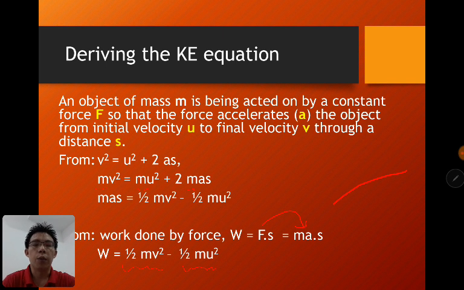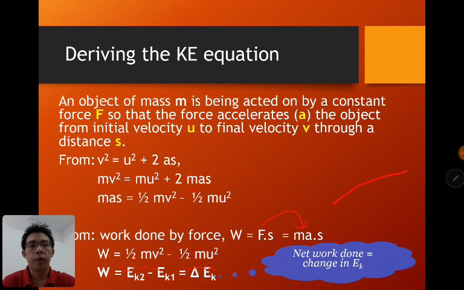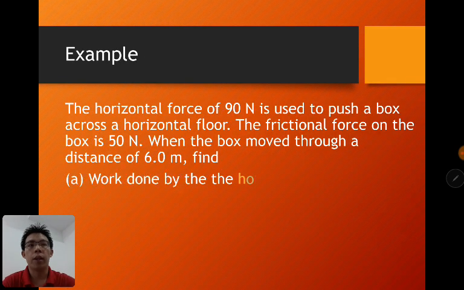Alright, so as you do some work on something and it increases in its kinetic energy but not other forms like potential energy, then we shall say that the work done causes the change in the kinetic energy. The work done causes the increase in the kinetic energy. Alright, you must know how to derive this, yeah? So let's move on. Net work done equals change in kinetic energy. So we have one example here.